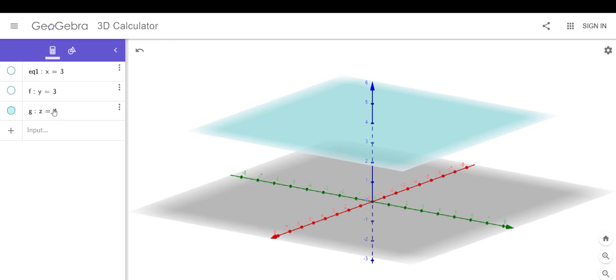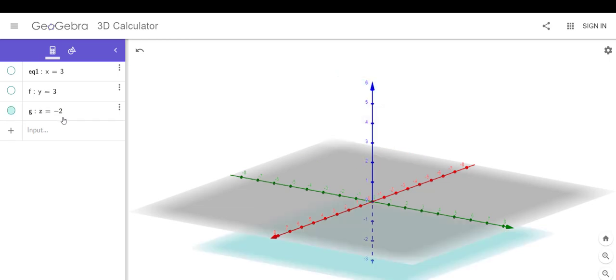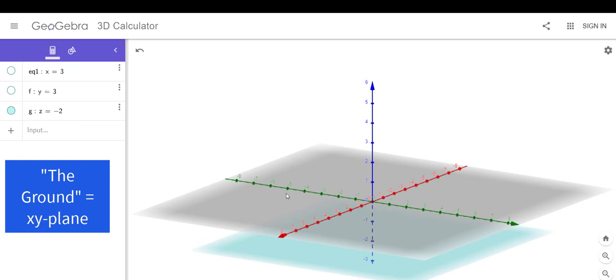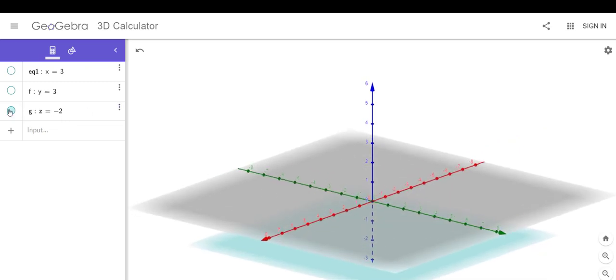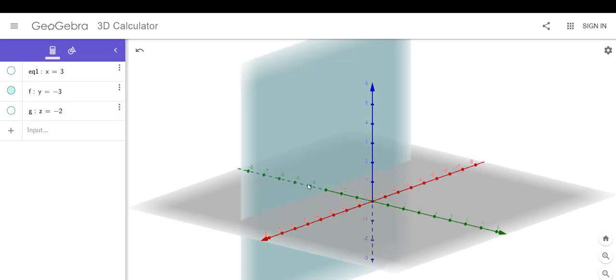Well, what if it was z equals negative 2? Ooh, that's 2 units below the ground. And y is negative 3. Let's turn it back on again. There we go. 3 units back. Those aren't too difficult to imagine.